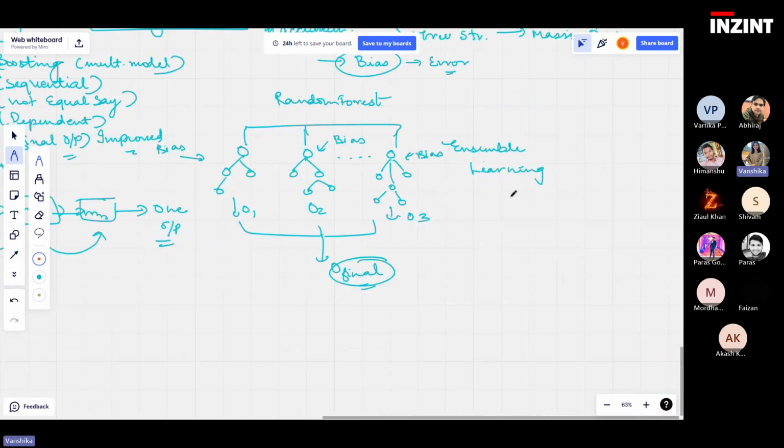So do you get the crux of random forest? Why it is used, how it is used, why we have replaced it with decision tree? Please let me know if you understand.